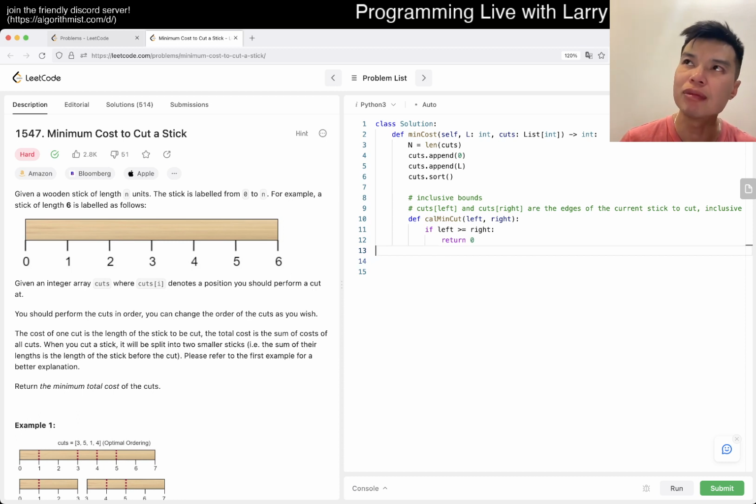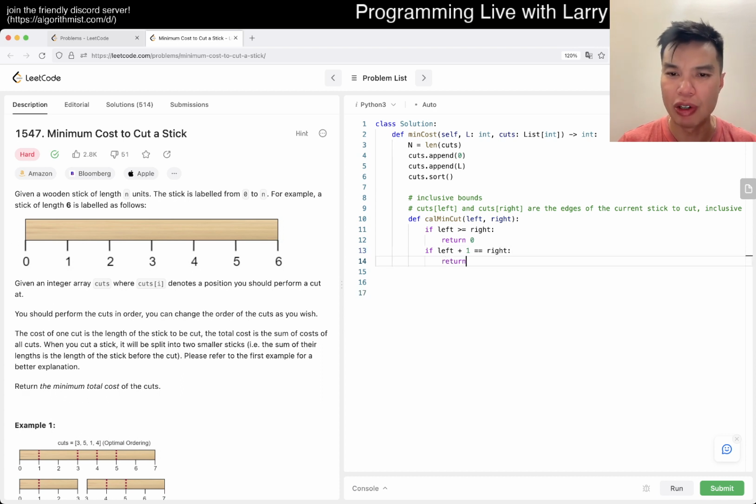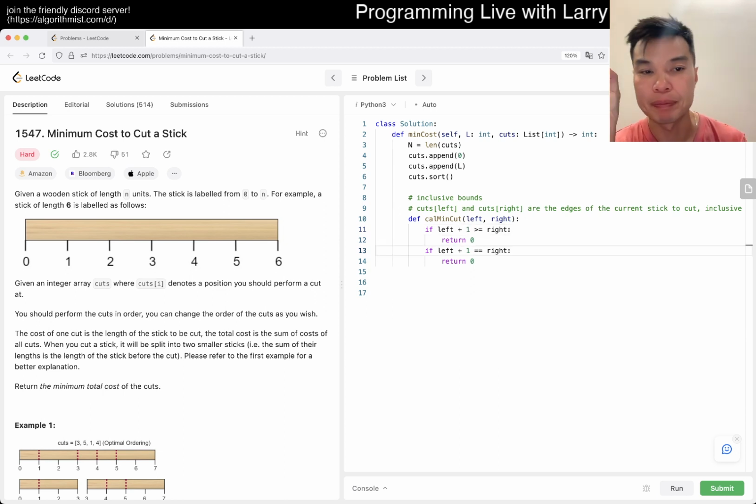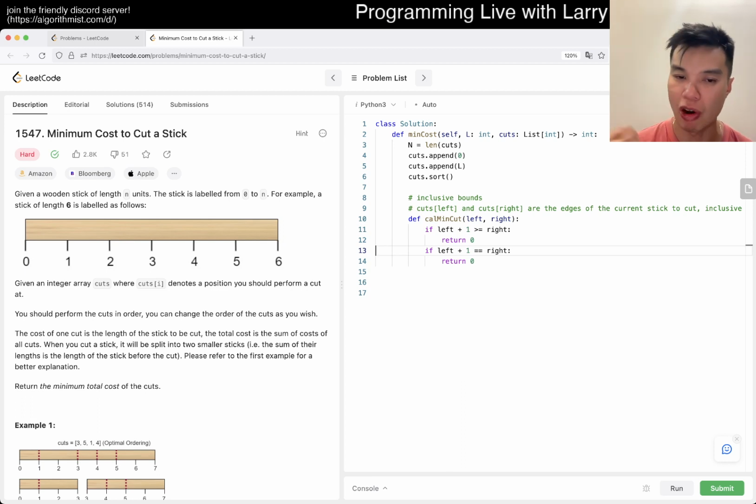Or even, which is fine as a base case, but it's not the best base case, right? The base case is actually if left plus 1 is equal to right, then we return 0 as well. So we can actually just put it up here as well. The reason is because now you have a stick that you're not going to cut anymore, so you don't have to measure the cost of the stick, right?